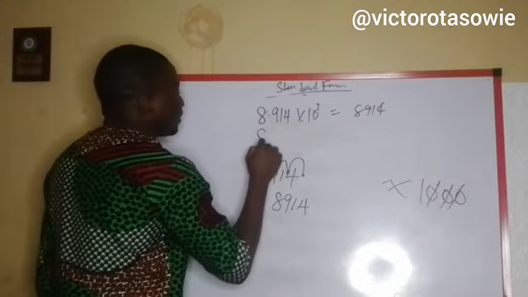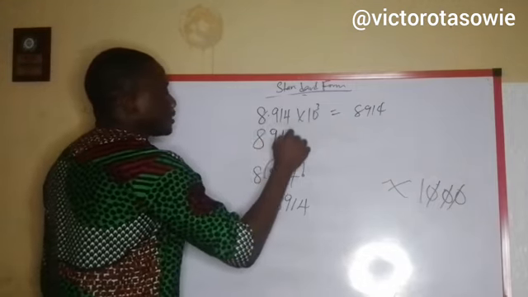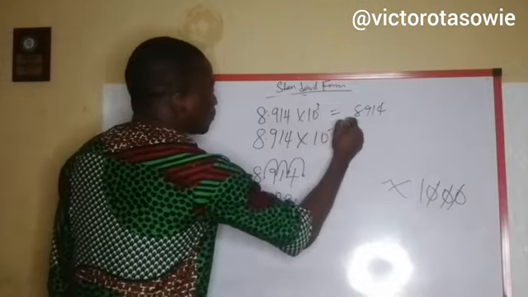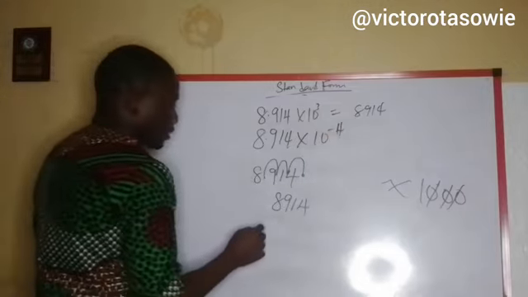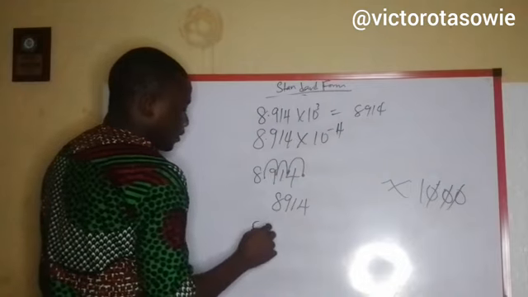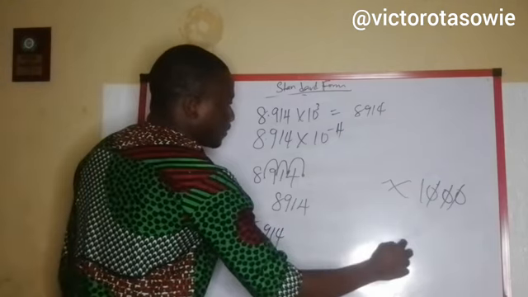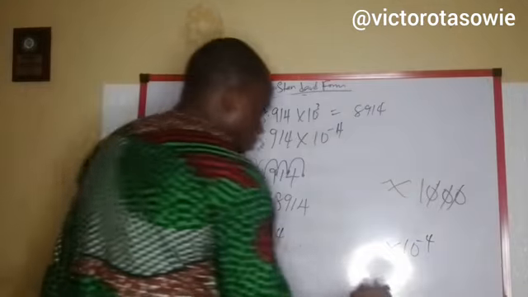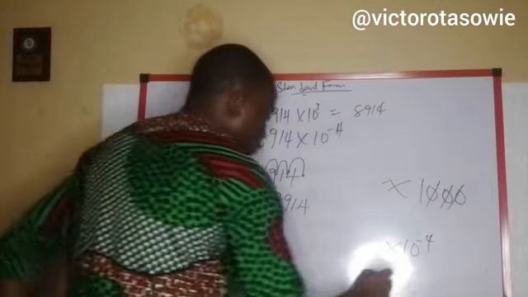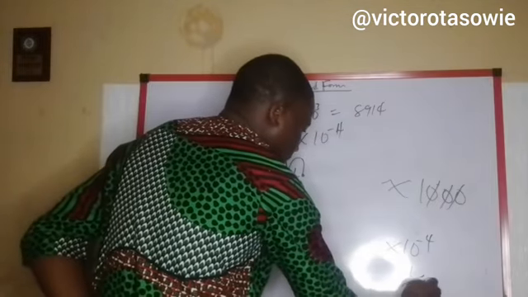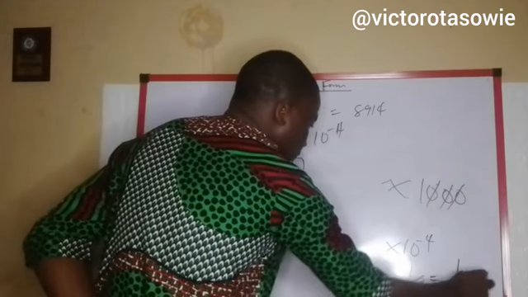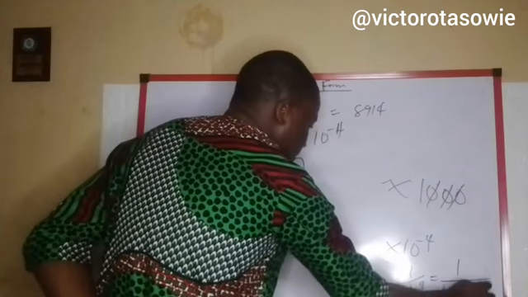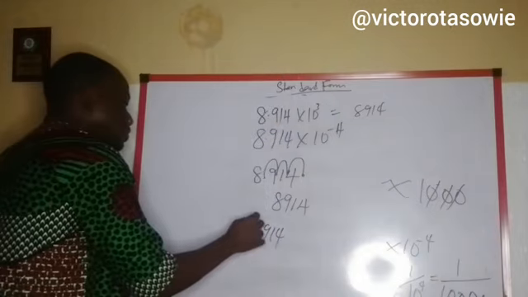Okay, so for example, we have something like this, 8.914 times 10 raised to the power minus 1, or let's say 10 raised to the power minus 4. For this situation, just write your 8.914 here. Then write times 10 raised to the power minus 4. You remember, using laws of indices, 10 raised to the power minus 4 will become 1 over 10 raised to the power 4. And 10 raised to the power 4 is 10,000, because you know this is 1, 2, 3, 4. So 1 over 10,000.